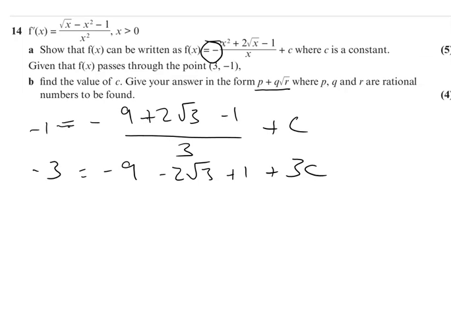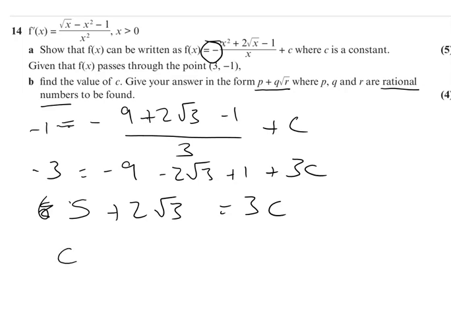Okay, and then we still need to rearrange all of this. So we can put these together. Let's move this over and have that as 6. Take away the 1, so let's have that as 5 plus 2 root 3 equals 3c. It says p, q, and r are rational numbers. It doesn't say integers. Rational, so fractions are fine. So it's going to be that c is 5/3 plus 2/3 root 3.